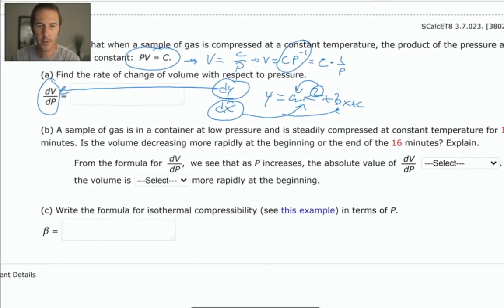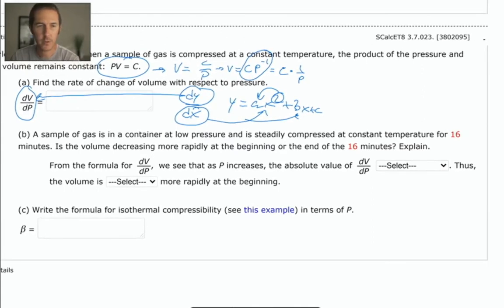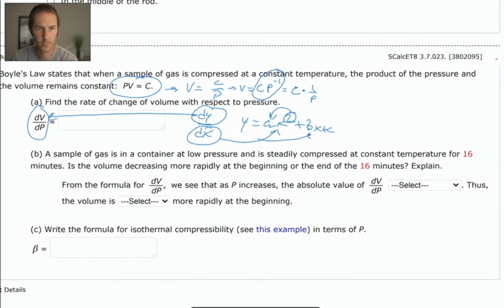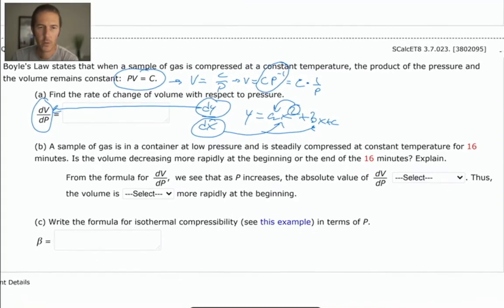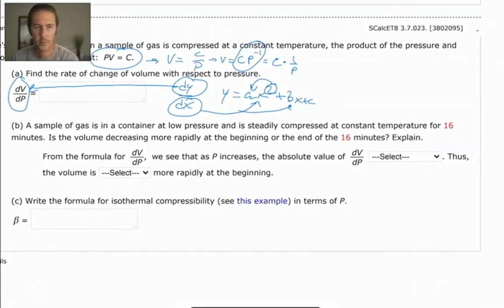A sample of gas in a container, low pressure, steadily increasing temperature for 16 minutes. All right, 16 minutes, that's a time value. Is the volume decreasing more rapidly at the beginning or the end of the 16 minutes? So, as it says, from the formula that we just calculated, dV over dP, we see that as P increases. This kind of prompting is nice.